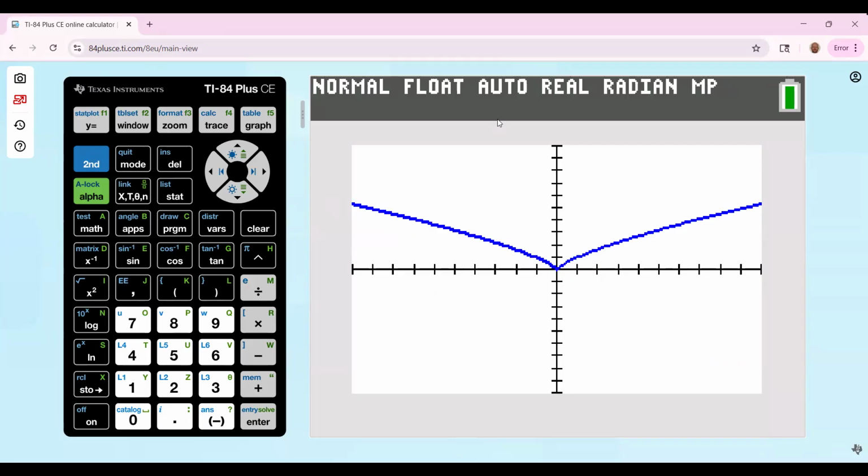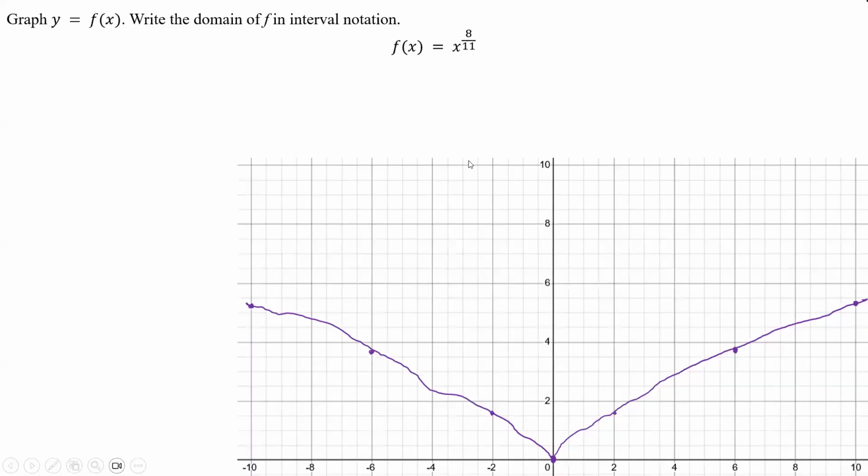Now, what does it ask for? Does it ask for the domain? Yes, so my domain is going to be what? Well, it's going to be all real numbers. No matter what I plug in there, it's going to work. It's just going to keep going up this way, and it's going to keep going up that way, no matter what value I use for x.